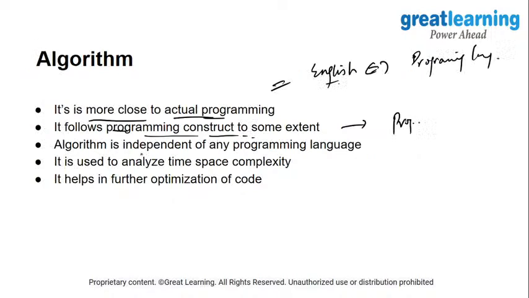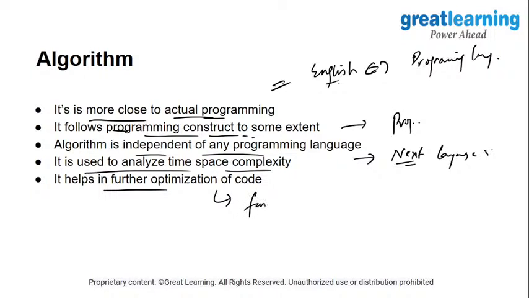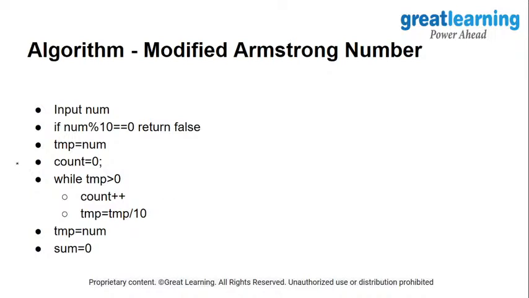So now the algorithm is independent of any programming language. It should not be language specific. Analyzing time complexity: it is used to analyze the space and time complexity, and it can be used for further optimization, to make our code more efficient. That is what the algorithm is used for. Now let's see the algorithm of the modified Armstrong number.